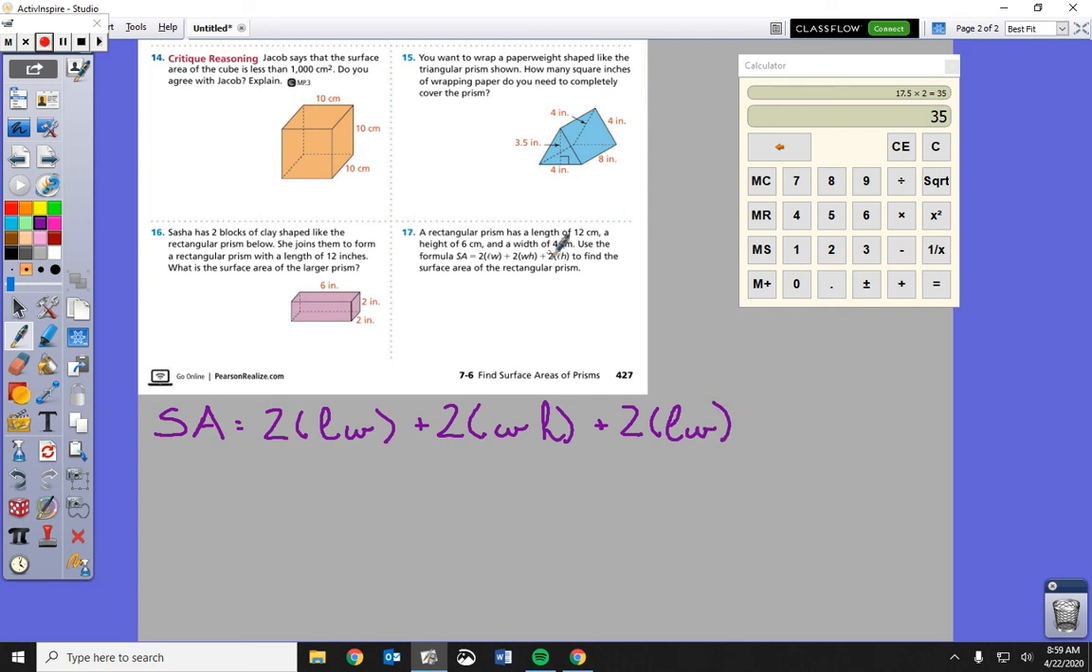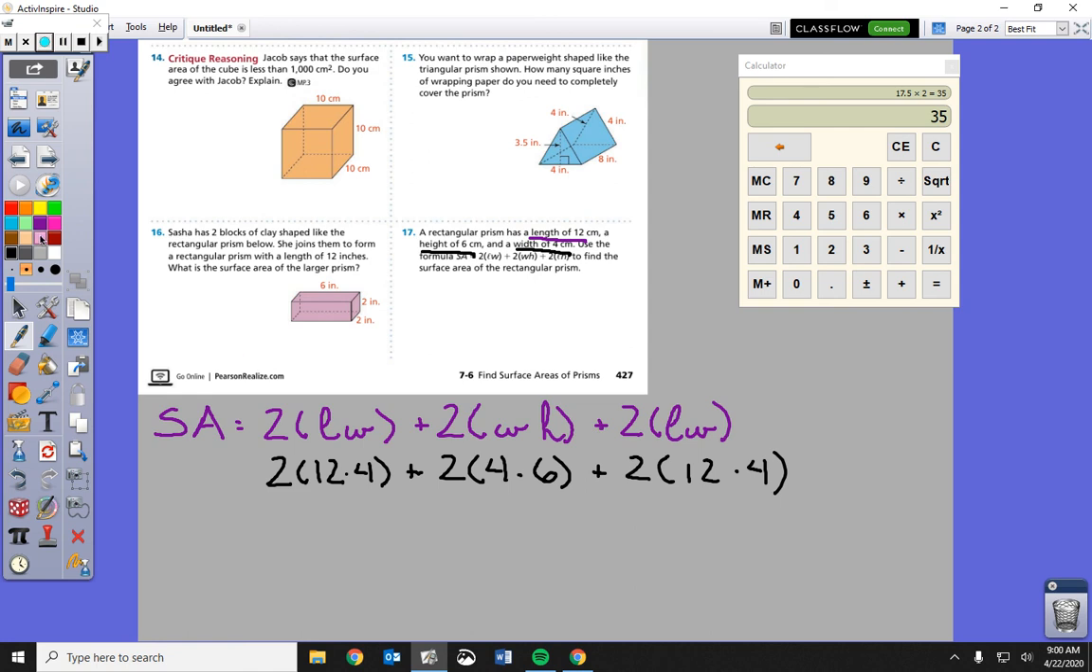Now, they tell us the length is 12. Wherever I see an L, I'm going to substitute in a 12. So we go 2 times 12 there. Wherever I see an H, I will substitute in a 6. And wherever I see a W, I'll put in a 4. So times 4 plus 2 times, that W was a 4, that height we said was a 6. Plus 2 times, we said the length was 12. I should say they told us that the width was 4.